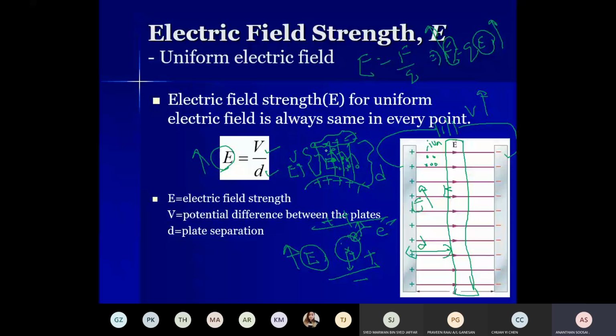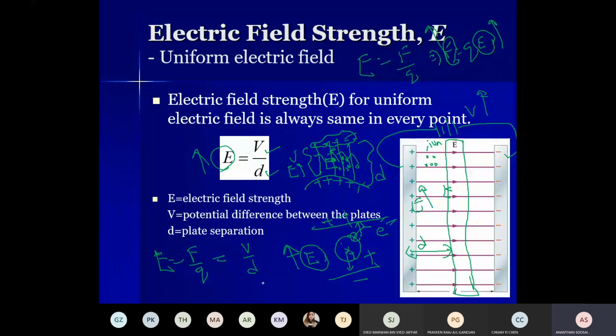Okay, any questions from this slide? Okay, so you have learned two formulas so far. Electric field strength is what? Force per unit positive charge, or electric field strength is V over D.